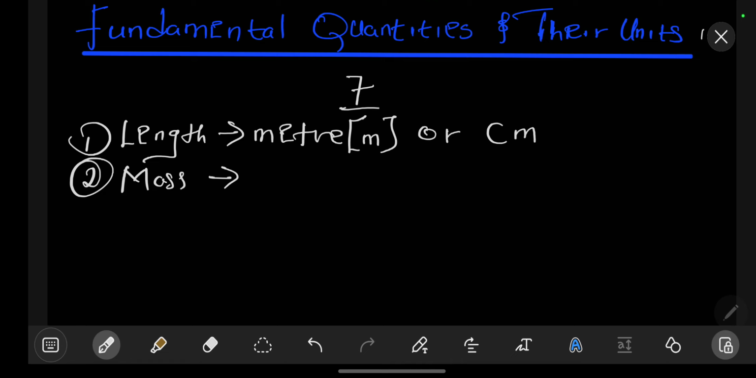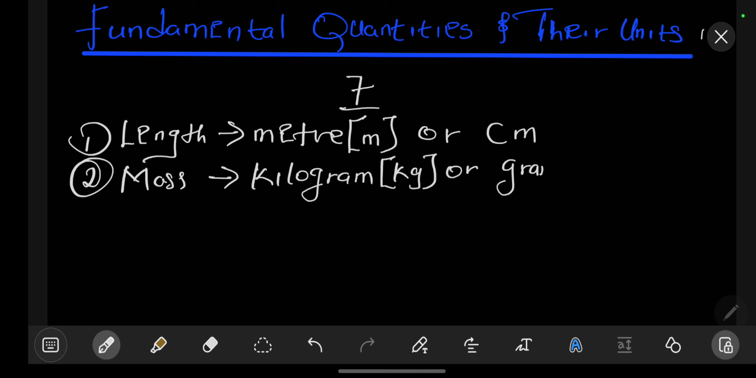Mass, the unit for mass is the kilogram. The symbol for that is kg. Mass can also be in grams, and the symbol for that is simply g.